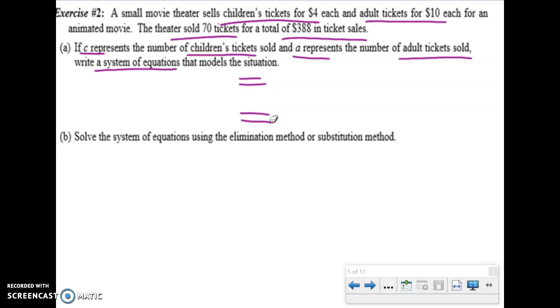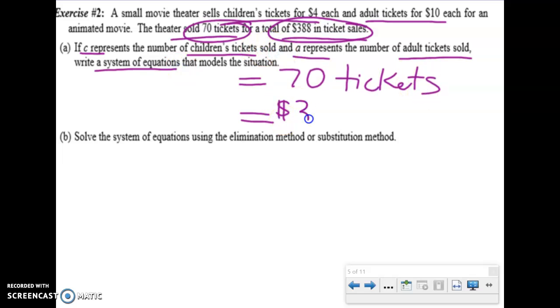Now, once we have done that, find the totals, okay? So I've got a total of 70 tickets and $388. Now I'm labeling these, you don't have to, but the reason I'm labeling these is it's going to make more sense to write the expression when I know what the total means. So the total money, $388.